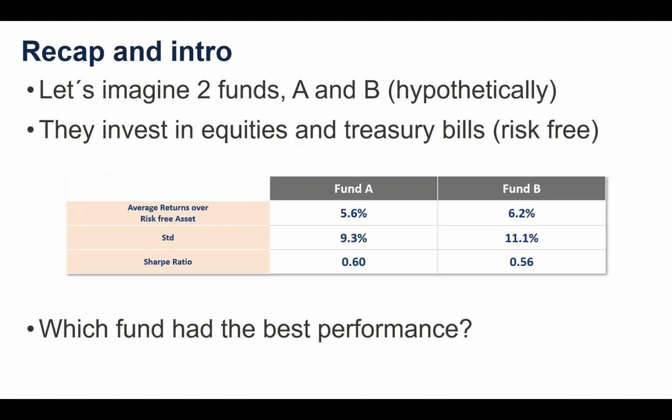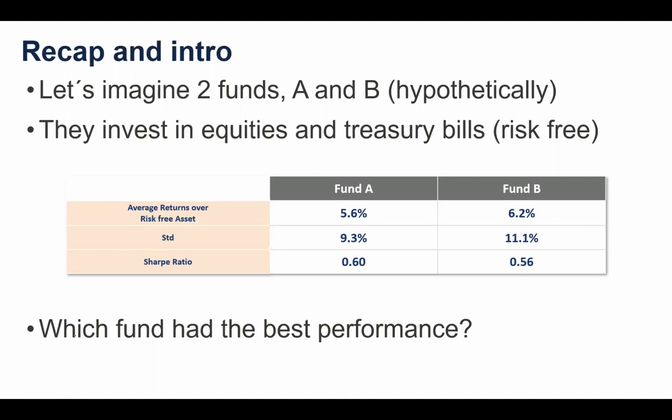Let's imagine two funds, A and B. This is all hypothetical, okay? And they invest in equities and treasury bills, so some sort of composition of equities and treasury bills, or the risk-free asset. And we analyze their performance, and we have shown here their means, their standard deviations, and their Sharpe ratios.